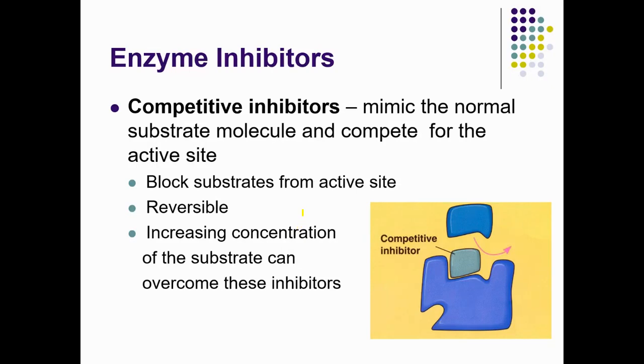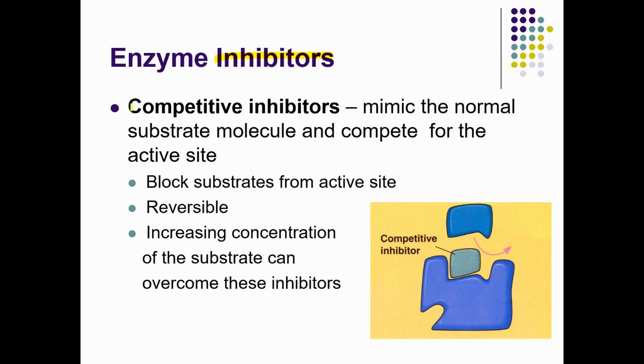And then we have inhibitors. Now, by definition, inhibit means to stop or slow down. So inhibitors are going to slow down enzyme activity or stop enzyme activity. That's not always a bad thing. Sometimes we need to turn a pathway off. And there's two types of inhibitors.